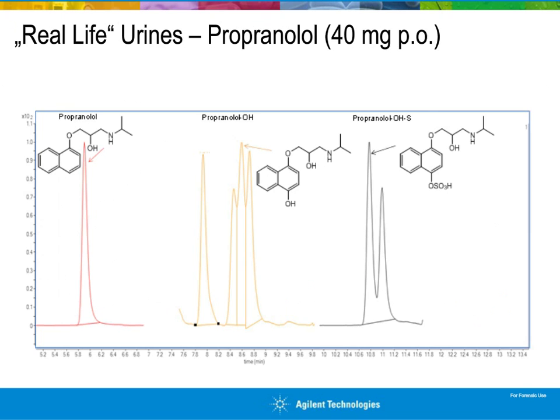If we look into real life samples, and these are not synthesized metabolites, so this is really from an excretion urine, then you can see propranolol, and here you can see up to 4 hydroxy metabolites. This one we could identify because we had a reference compound, and you can also see that we get 2 sulfates where we can also identify this one because we did synthesize the sulfate in the laboratory and had a retention time reference for that particular sulfate.